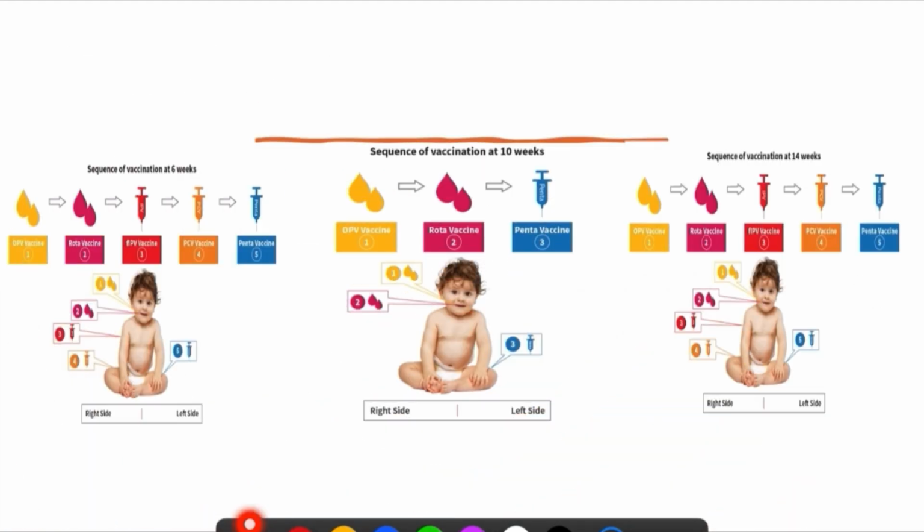This slide shows the sequence of vaccination. We have read earlier that the pentavalent vaccine is to be given on the left side on the anterolateral aspect of thigh. The other vaccines which we give at 6 weeks include OPV, Rota, FIPV and the PCV vaccine. At 10 weeks, we give OPV and Rota along with the pentavalent. At 14 weeks, again, we have to give OPV, rotavirus, FIPV, PCV vaccine along with the pentavalent vaccine.